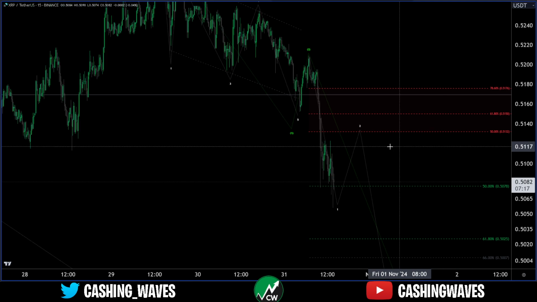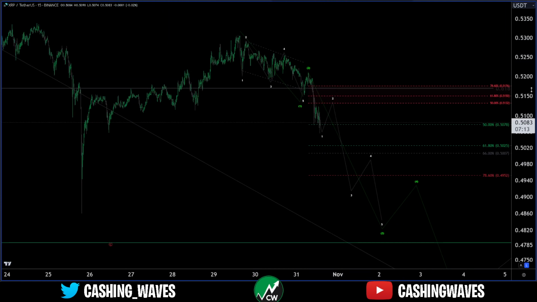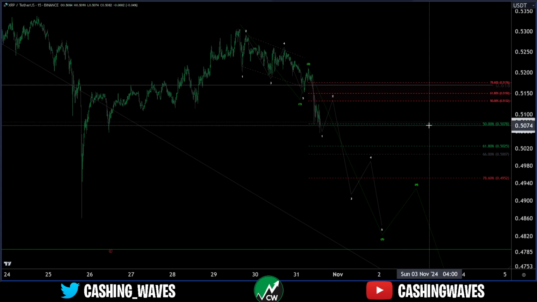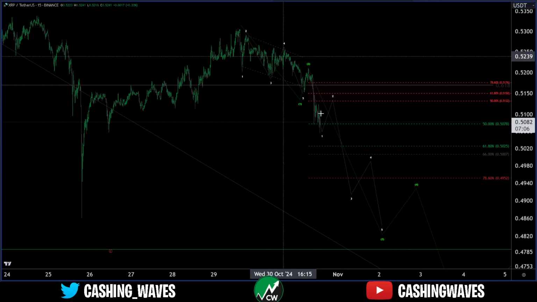All right, I hope that wasn't too complicating. This is why I try and put the most important counts up, but there's always many options, right? There's always many options. These are the two most probable, bullish, bearish.